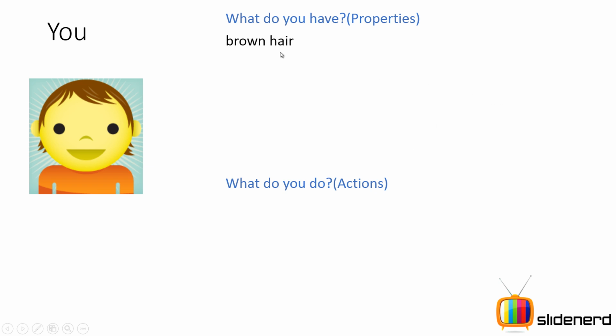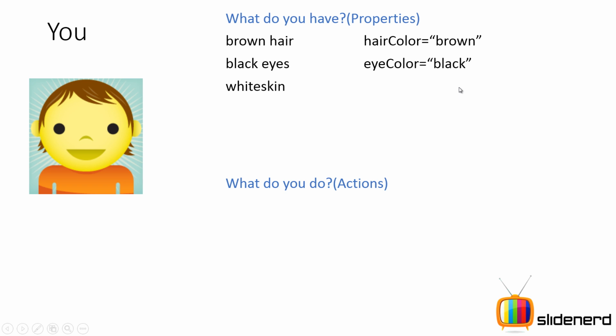So let's say you have brown hair, as per this image. In a Java program, you can write that as hair color equals to brown, right? Same way you have black eyes. That can be set something like eye color equals to black. White skin, skin color equals to white, orange shirt. You can probably say something like shirt color equals to orange or shirt equals to orange.